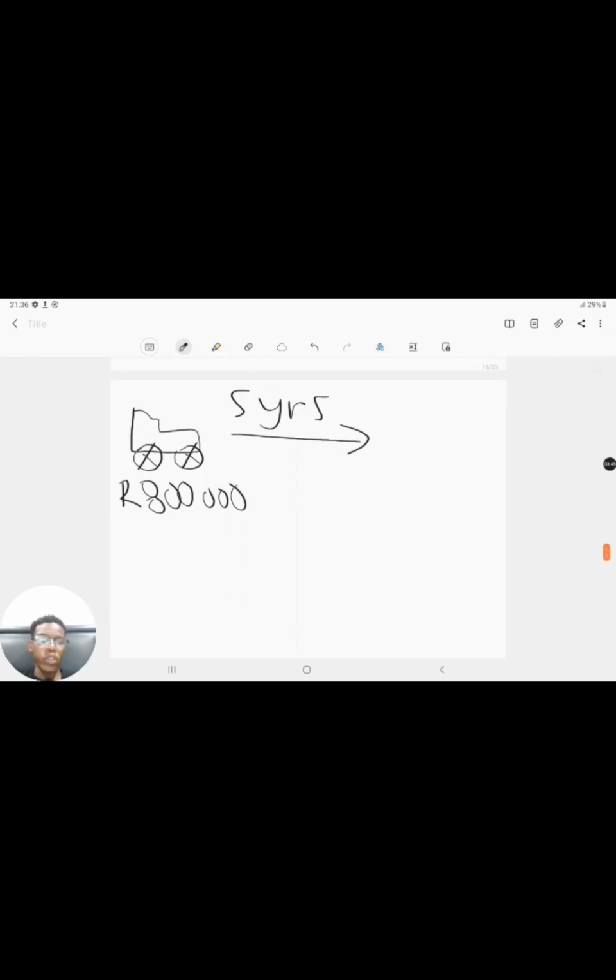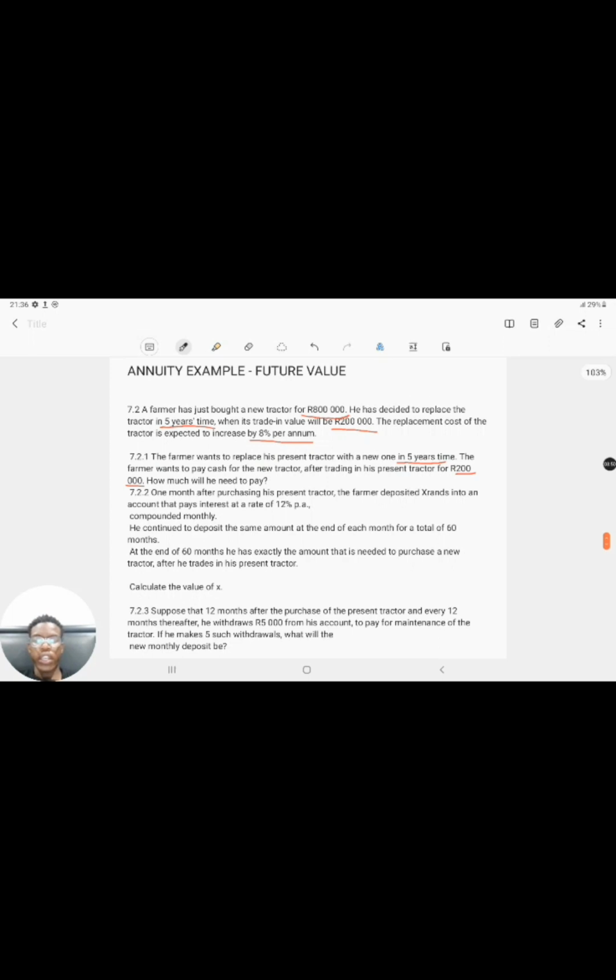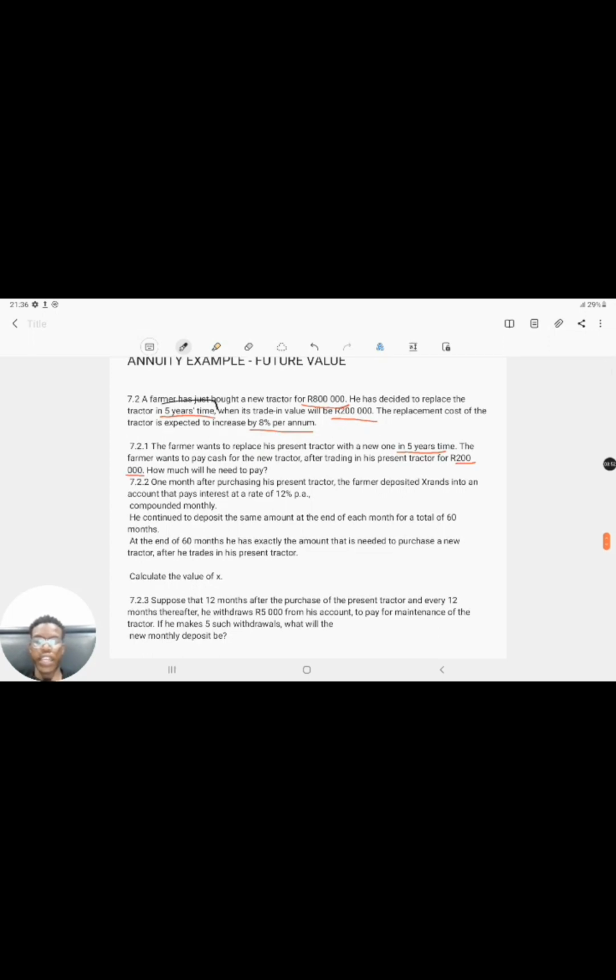In 5 years, so if we go back up to the question, in 5 years' time, the farmer wants to trade in his tractor for 200,000 rands. Okay, so a farmer has just bought a new tractor for 800,000. He has decided to replace the tractor in 5 years' time when its trade-in value will be 200,000. The replacement cost of the tractor is expected to increase by 8% per annum. I will explain what the replacement cost is as we're going through this problem.